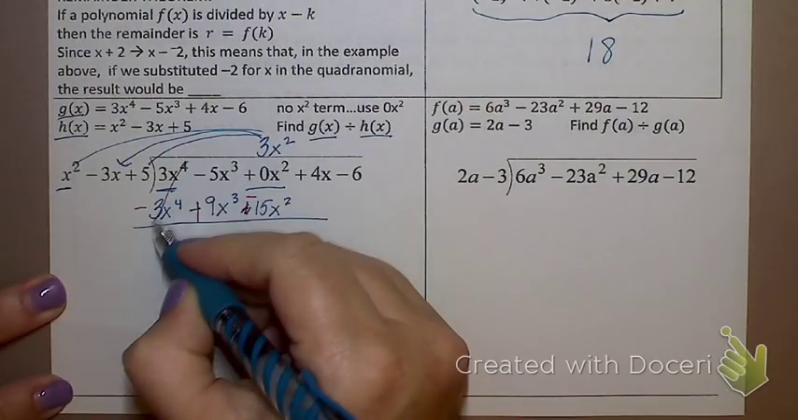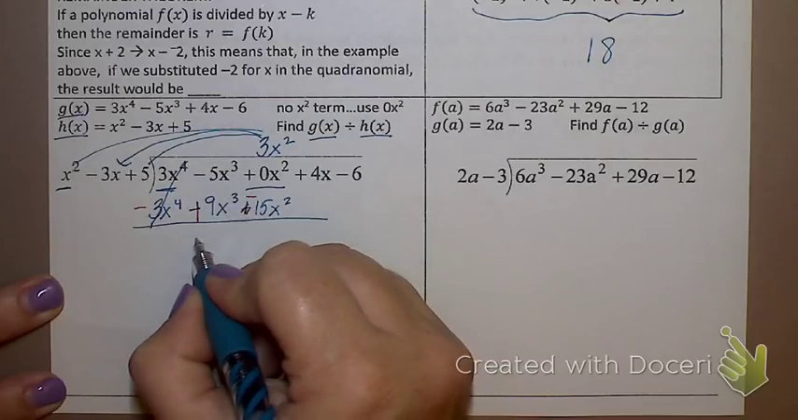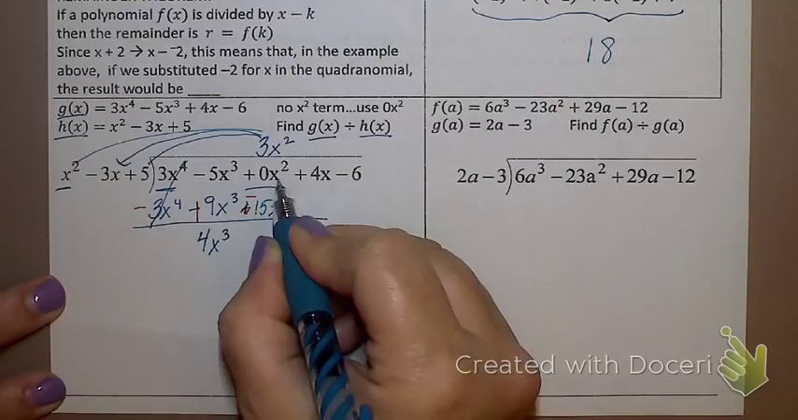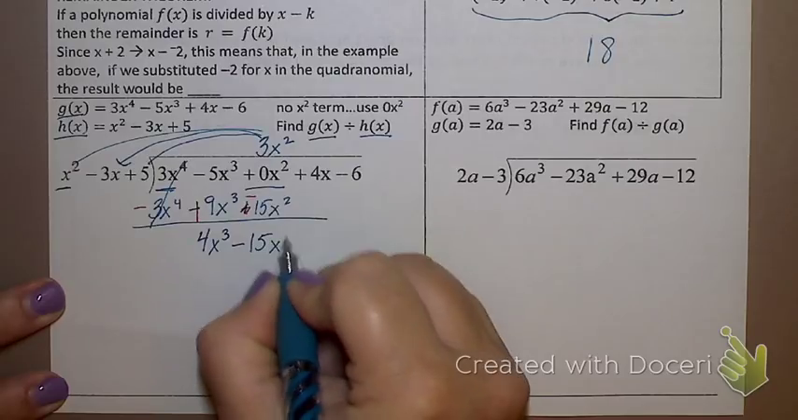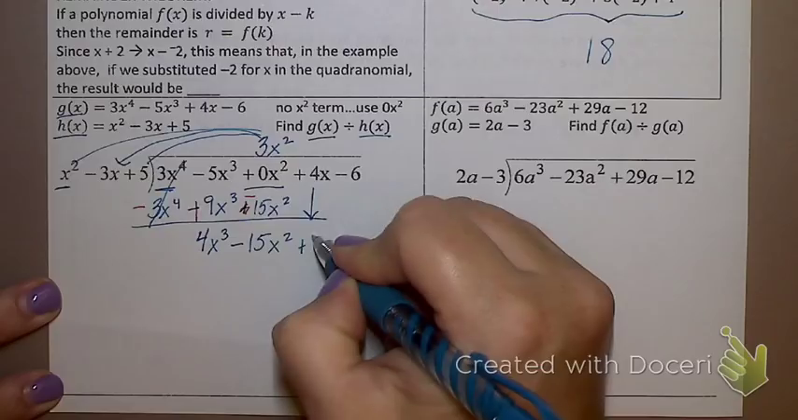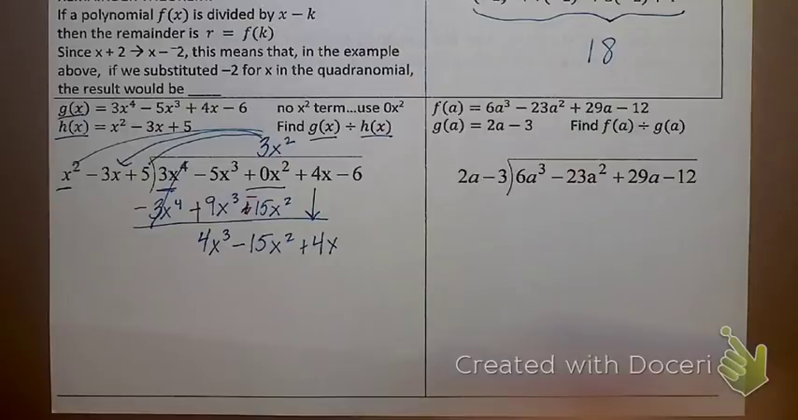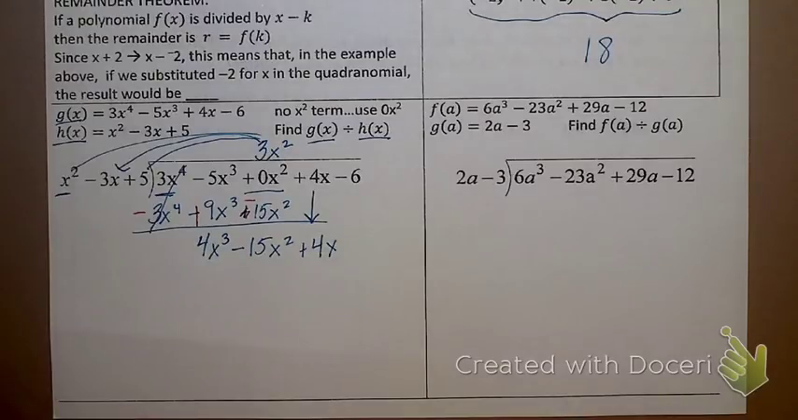So let's subtract. That cancels. Negative 5x cubed plus 9x cubed. What is that? 4x cubed. And 0x squared minus 15x squared, minus 15x squared. And I need to bring down another term. Do I bring down one term or 2 terms? One. Just one. I want the same number of terms here as are out here. End of cycle 1. Moving on to cycle 2.